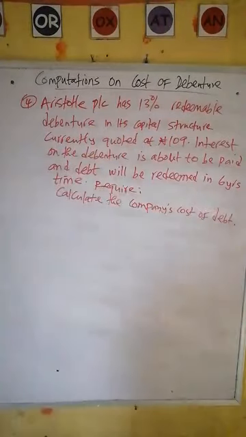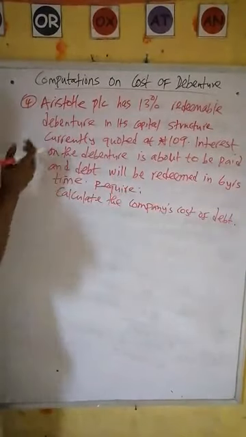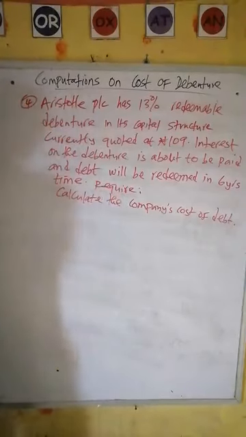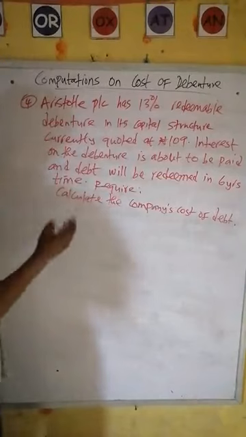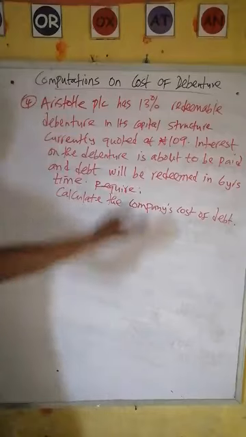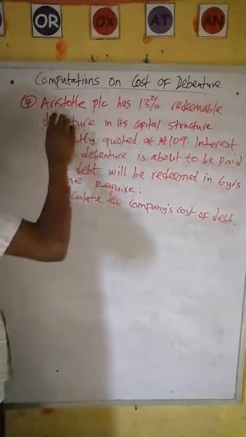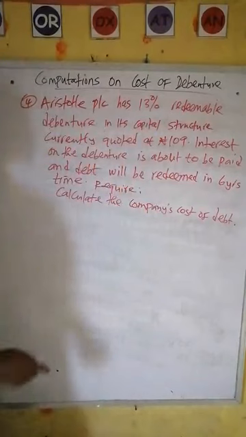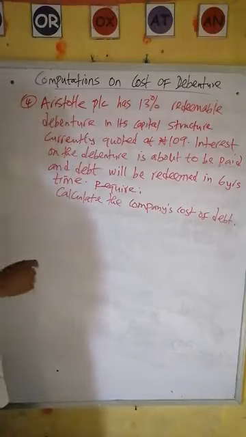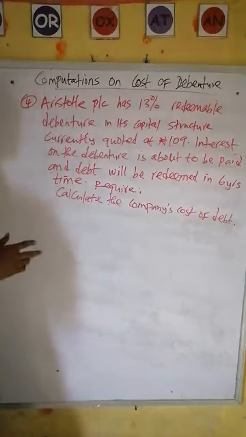So this is the question. It says Aristotle PLC has 13% redeemable debenture in its capital structure, currently quoted at 109 naira. Interest on the debenture is about to be paid, and debt will be redeemed in 6 years' time. Required to calculate the company's cost of debt. In this question, we are specifically told that this debenture is redeemable, but ask yourself again: is this truly a redeemable question?